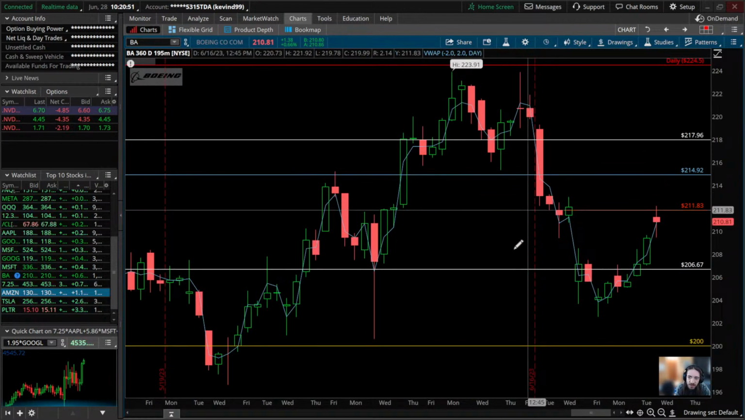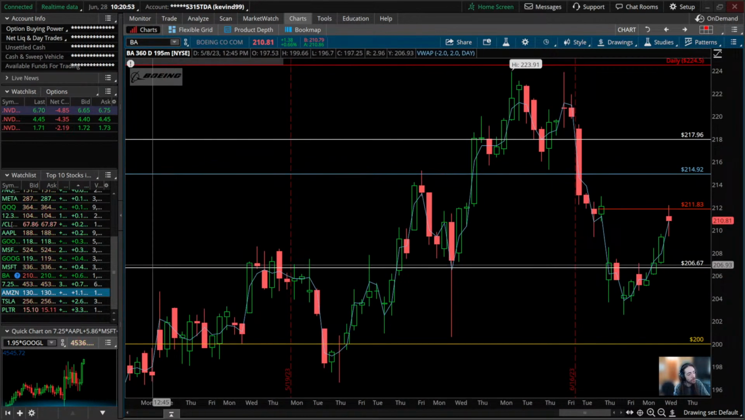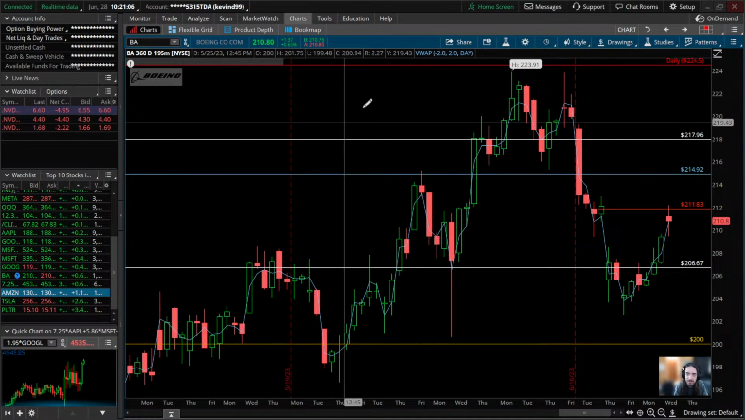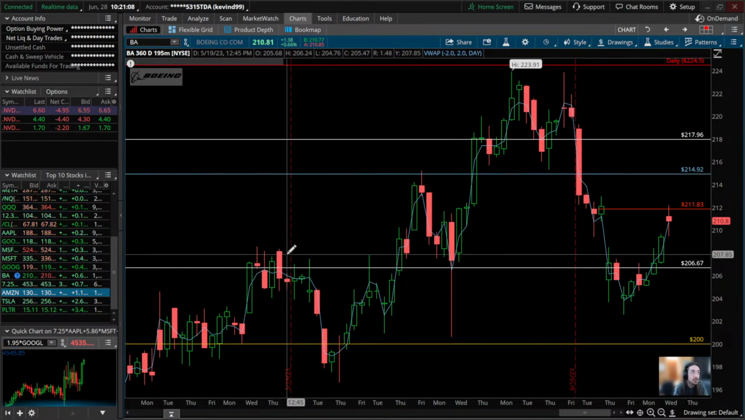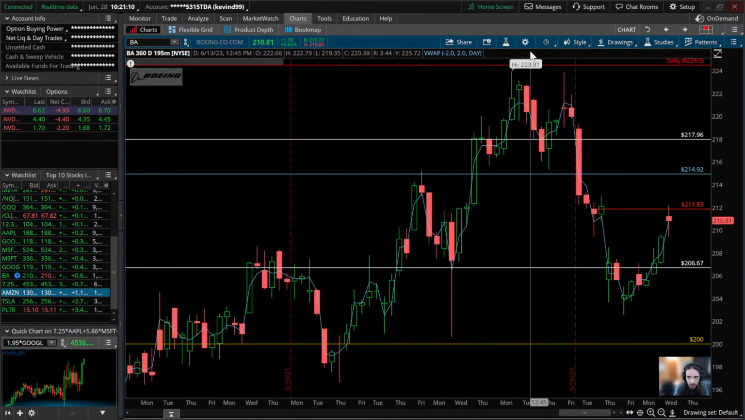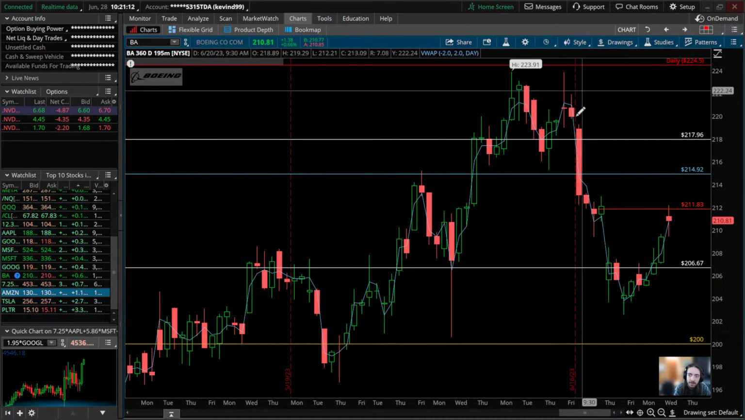What's the 195 doing? Remember, the 195 is important on equities, and mainly on equities, because the 195 will give you 2 candles per day. There's 6.5 hours in a trading day. Half of that is 3 hours and 15 minutes. 3 hours and 15 minutes is 195 minutes, and that's where we get that time frame from.